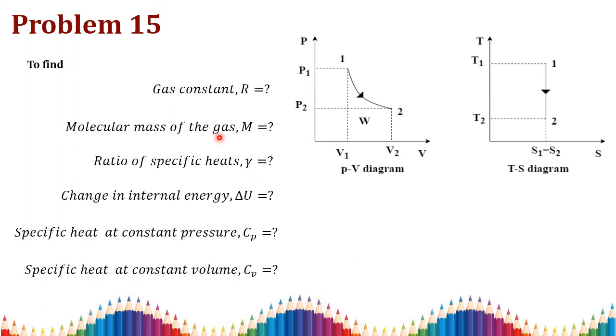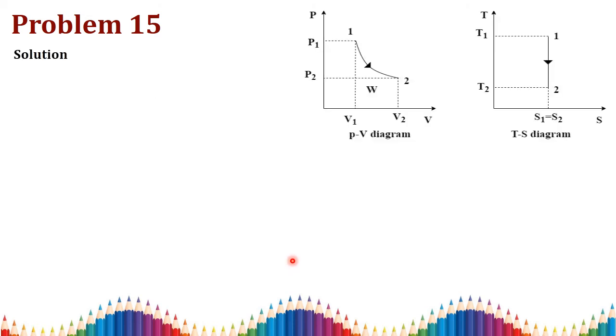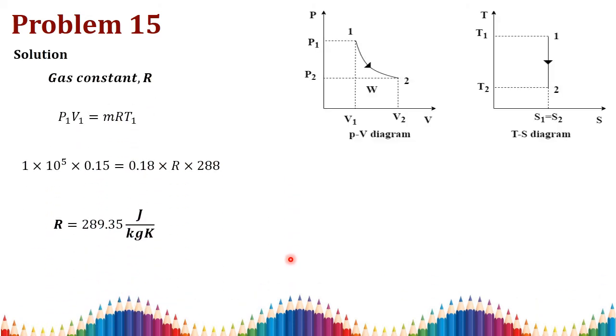So we need to find the gas constant R, molecular mass of the gas M, ratio of the specific heats gamma, internal energy delta U, Cp and Cv. First we need to find the gas constant. With the ideal gas equation PV = mRT, substitute all the values in SI units. So we will get R equal to 289.35 joule per kilogram Kelvin. These are all given in the given data.